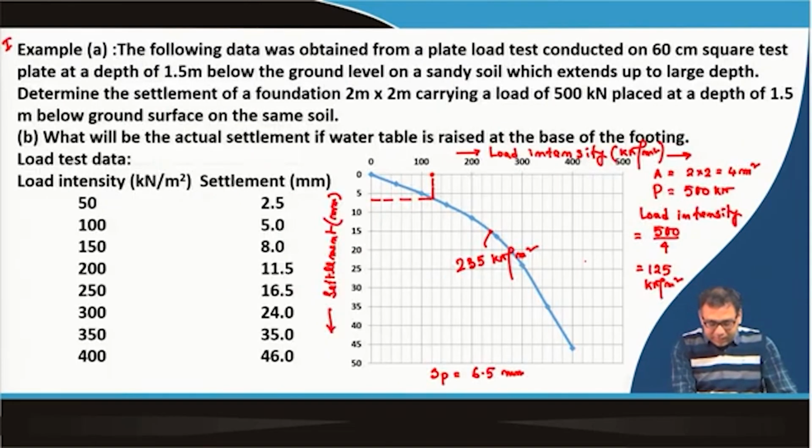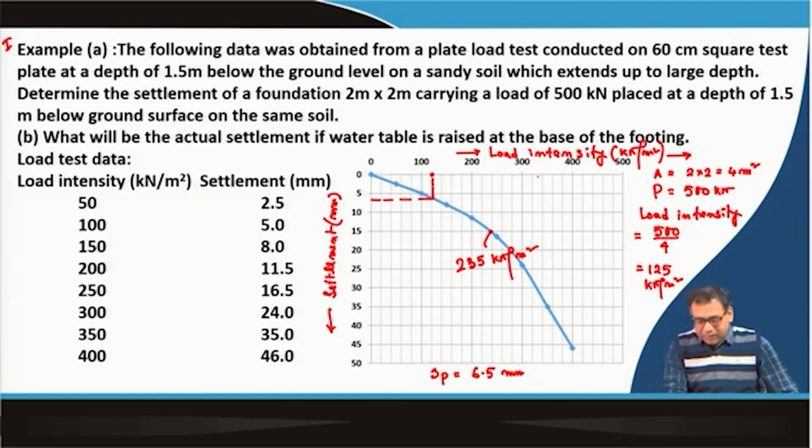So, if I take 30 millimeter, then the loading intensity will be around 325 kilonewton per meter square. That means 325, if I consider a total of 50 centimeter, will be without considering the water table effect. So, you can do it the other way also, but it is better to apply the correction factor in the settlement and then calculate your loading intensity.